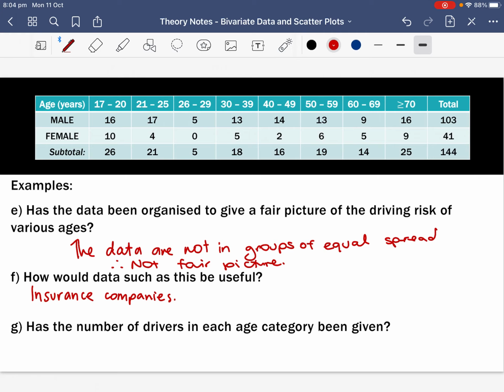So then part D has the number of drivers in each age category being given. So no, we don't know how many males there are between the ages of 17 to 20 out driving, or how many people over the age of 70 are out driving. So we can't get a percentage idea of who's the worst driver.